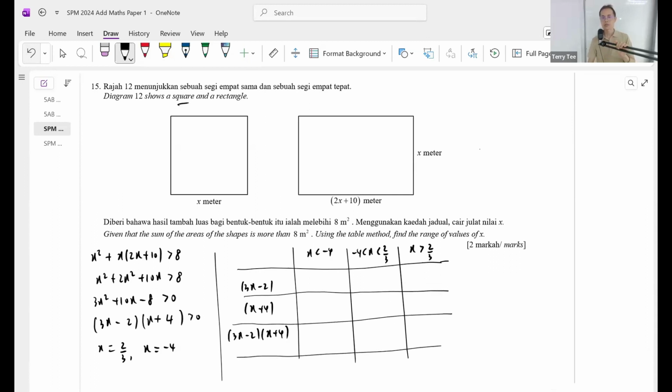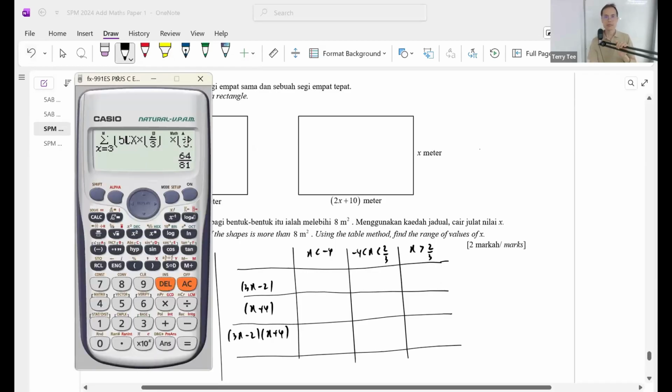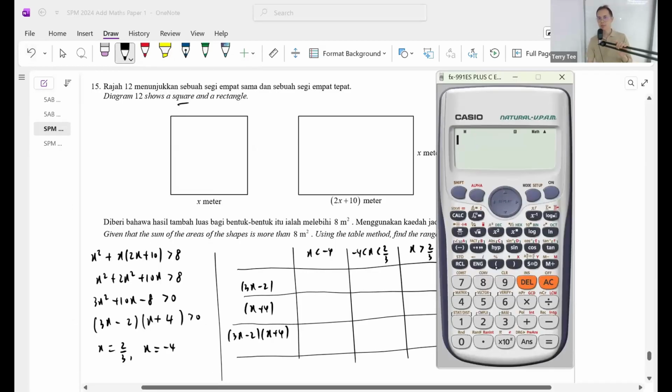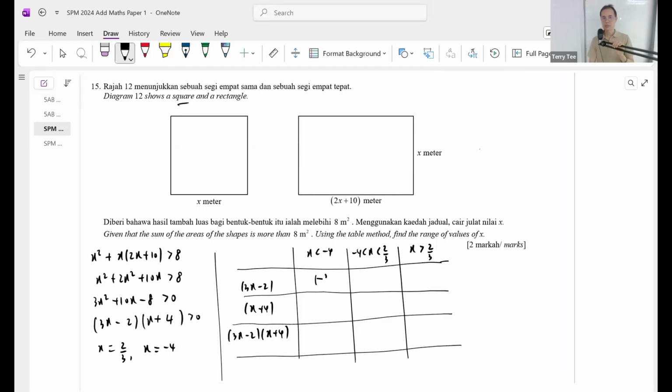Okay. So you need to take a value less than negative 4. And we substitute inside this 3x minus 2. You can use your calculator or mentally if you want. Pick a number less than negative 4. That would be negative 5. I put negative 5 inside, I got negative 17. The most important thing is the sign. It's negative, right? So we put negative here.